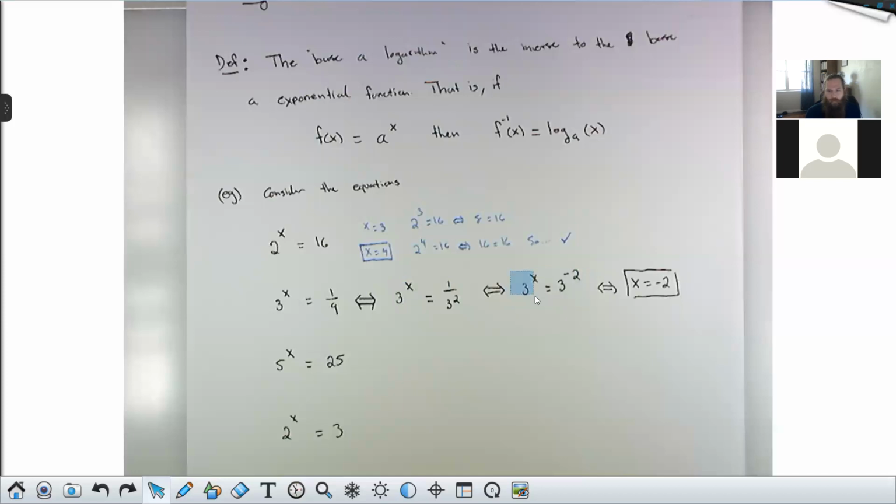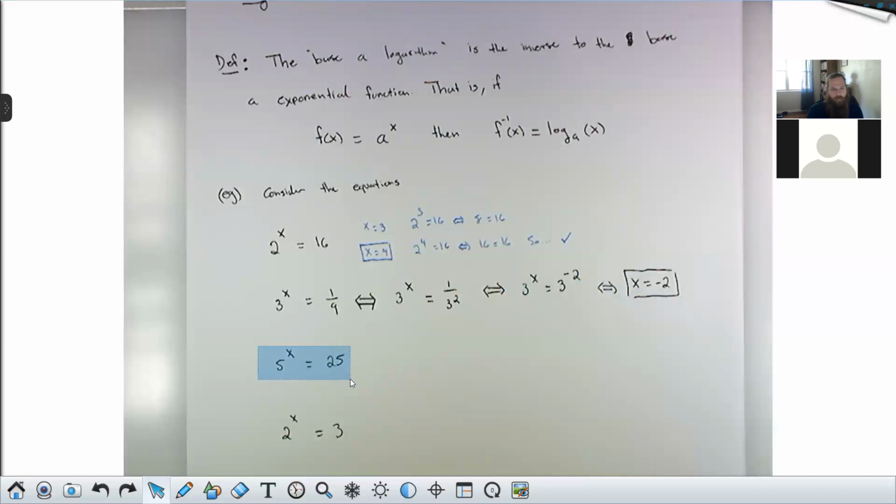And then if I've got 3 to the x equals 3 to the -2, it follows that x is -2, right? The only way for 2 powers of 3 to be the same is if the powers are the same. In fact, we're using something here called the one-to-one property. Remember we talked about one-to-one functions? We're using the fact that 3 to the x is a one-to-one function when we go from here to here.